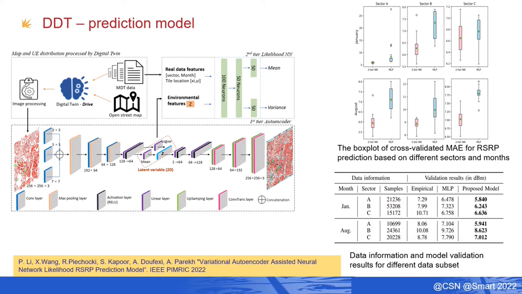And again, we don't have that much time to go into details, but it works pretty well. So here, this is the average error. So smaller is better. MLP is the multi-layer perceptron, just one neural net that doesn't benefit from the OSM map. And you can see it's better.